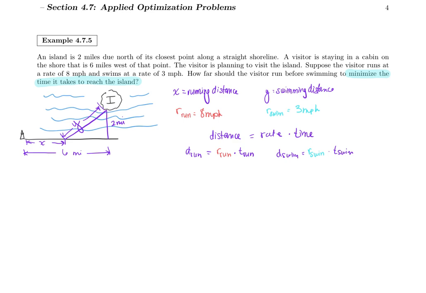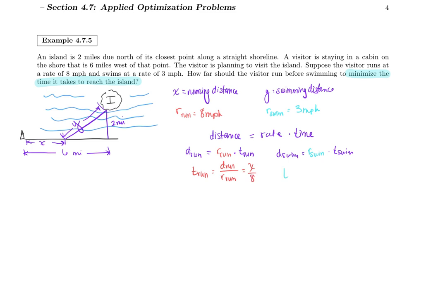So let's do that. So here, our time to run, which I'll go ahead and put in red as well, is going to be the distance that they run over the rate that they run, just by solving for t. So that is x over 8.